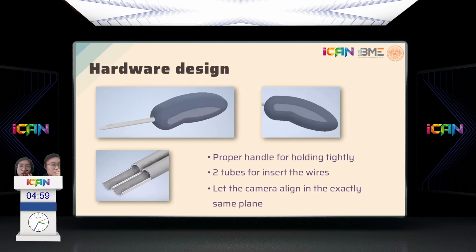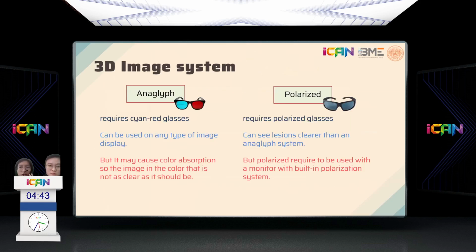This is our hardware design. The main requirements are that the handle can be held properly and that it has two tubes to insert the wires of the two CMOS cameras. And we have two 3D systems that we use: the Anaglyph system and the Polarize system. We use them as the modes or functions in our ColpoEye system.